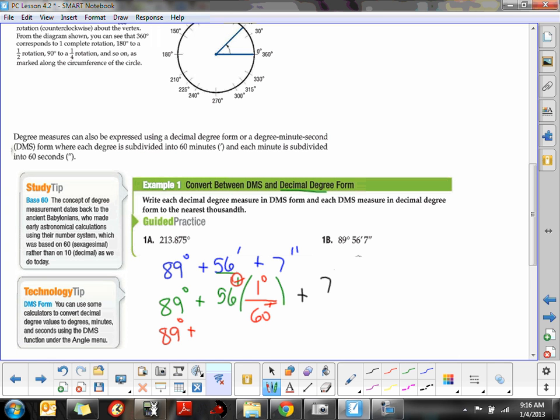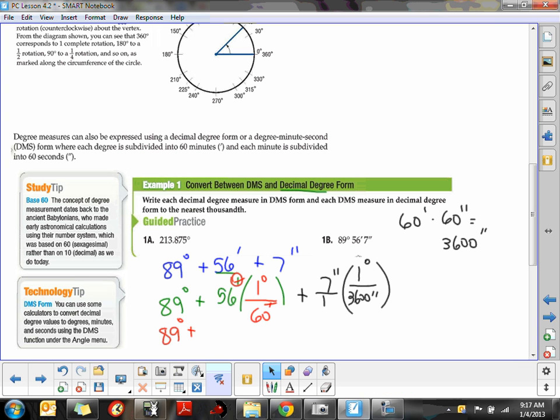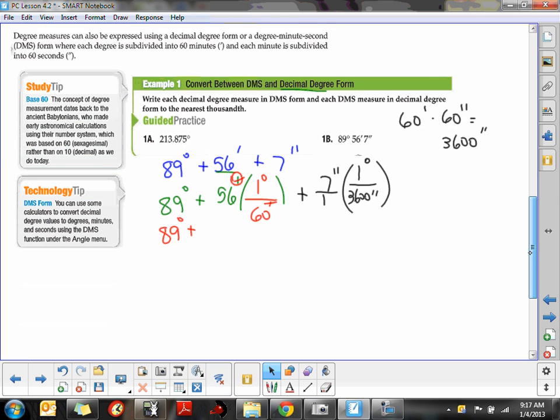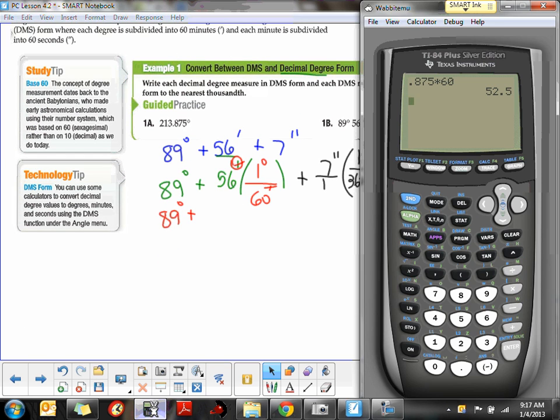We have 7 seconds, and I want to get rid of the seconds, so I want to multiply by a unit multiplier. I want to make sure seconds go on the bottom, and I want to convert it to degrees. So in 1 degree there are 60 minutes, and there are 60 seconds in a minute. That means there are 3,600 seconds in a degree, just like on the clock. So what we're going to do is some quick calculations here, and then place those in so that we can write it in our decimal degree.